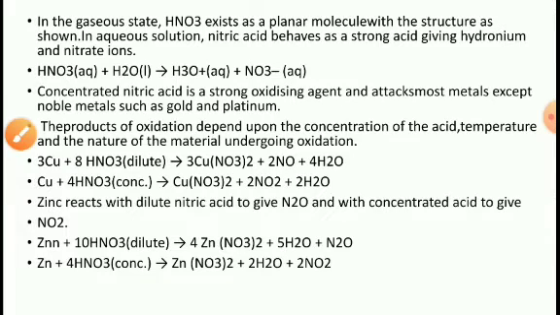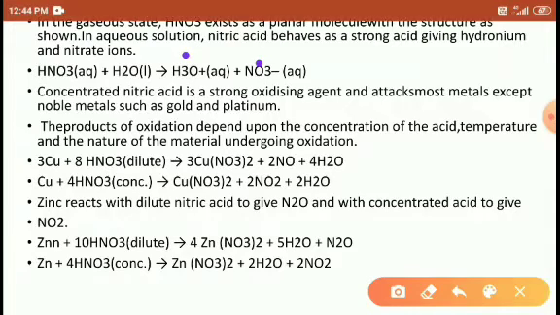So now, students, we will discuss some properties. The nitric acid, HNO3, exists as a planar molecule in structure, as shown. In aqueous solution, nitric acid behaves as a strong acid. HNO3 reacts with water to form the hydronium ion and NO3 minus.